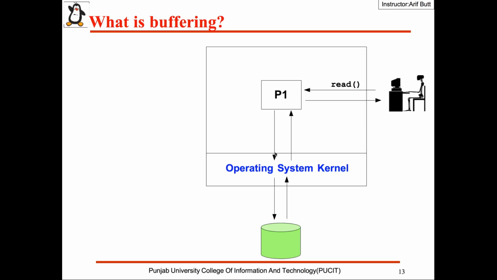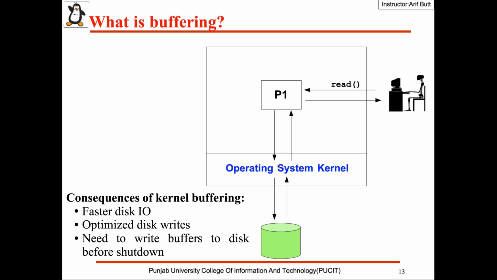So to conclude, a read call copies data from the kernel buffer into some user space buffer, and a write call copies data from a user space buffer into the kernel space buffer. And transferring data between the kernel buffer and the disk is different from read and write calls. Okay, so that means we have certain consequences of kernel buffering. The advantages are fast disk I/O and optimized disk writes, and the downfall is the need to write buffers to disk before shutdown. Let's suppose that a process has requested the kernel to write some data to a file on disk, and the data is still residing inside the kernel buffer, and the operating system shuts down immediately. This data will not be written to the file, which may get corrupted.